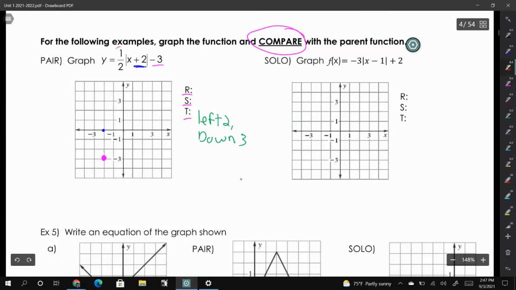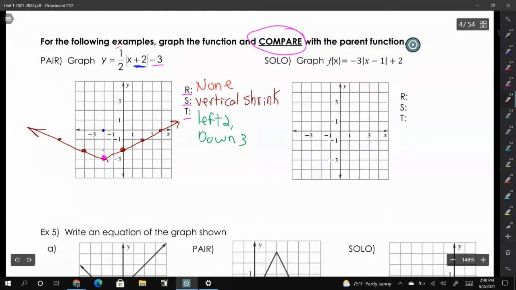Now, our a value is +1/2. So that means there is no reflection. A shrink or stretch, you do have a vertical shrink because 1/2 is less than 1. So we have a vertical shrink. And that 1/2 means we're going to go up 1 and left 2, up 1 and left 2, and then from the vertex up 1 and right 2, up 1 and right 2. So you see that our absolute value function, our v, got shrunken down.